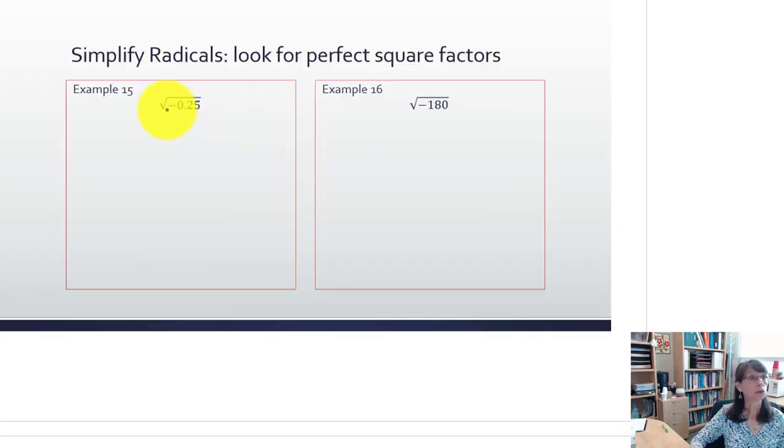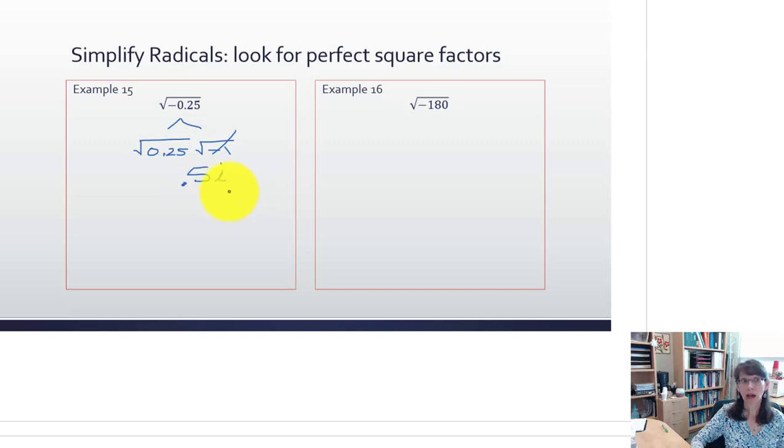Here's another example with a decimal under the radical. So first we're going to break this radical into the product of square root of 0.25 multiplied by the square root of -1. So we know we're going to have a complex number here. And use your calculator to find the square root of 0.25, and that's going to be 0.5.